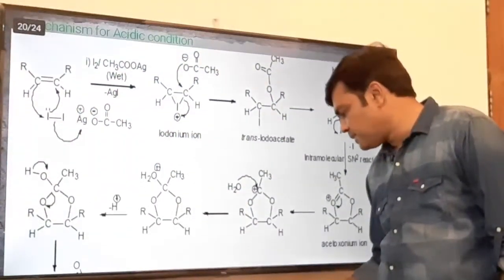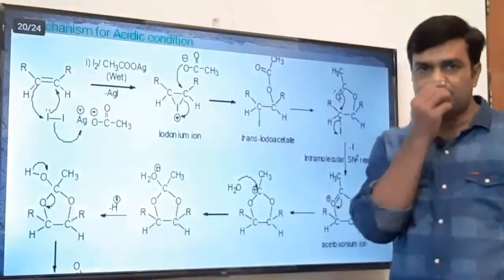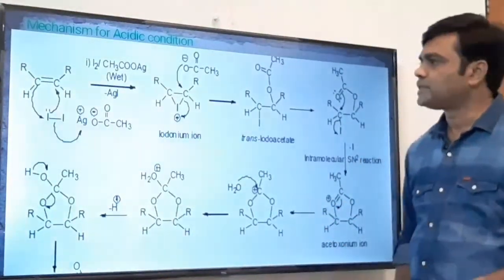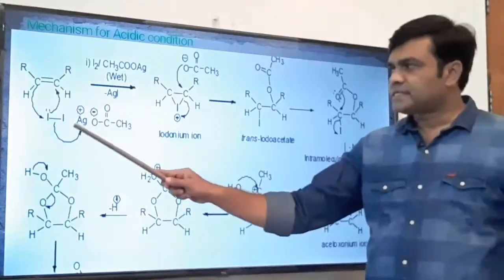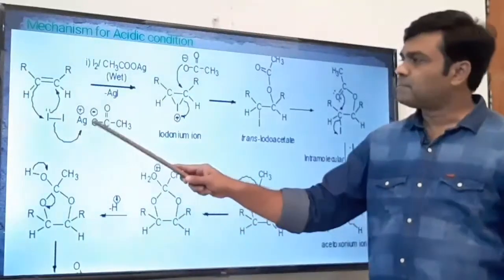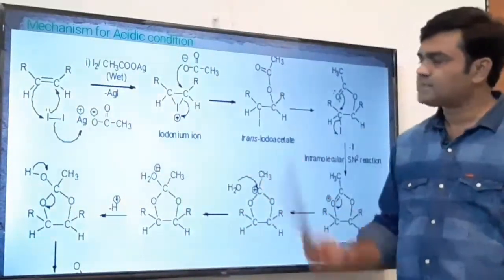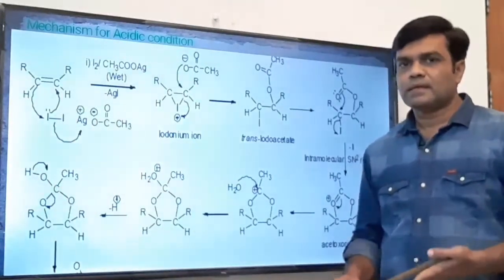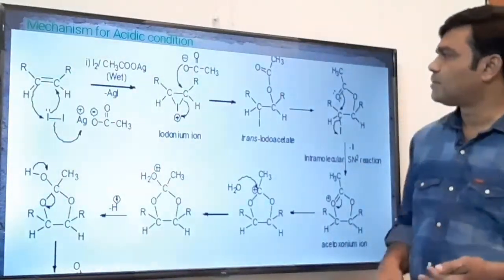What is the difference between the mechanism of Prevost and Woodward? Why is there trans diol formation in one and cis diol formation here? The first step is the same. I will not repeat this because it is the same as in the Prevost, where the iodinium ion is formed, a three-membered cyclic intermediate having iodine trapped between the carbon-carbon double bond.